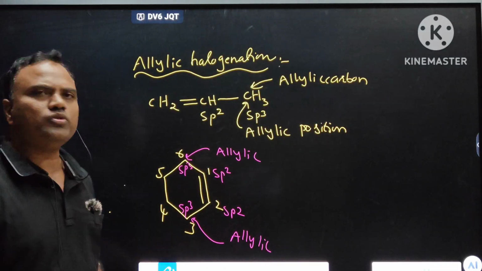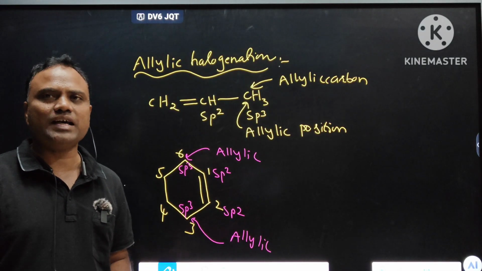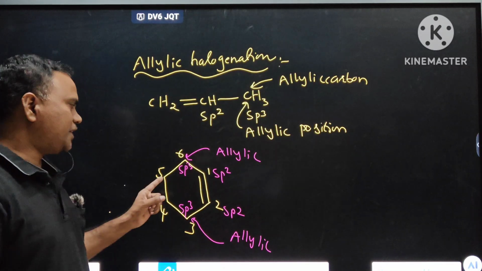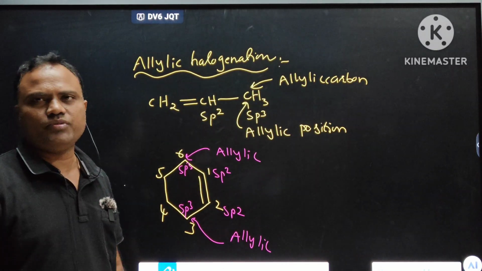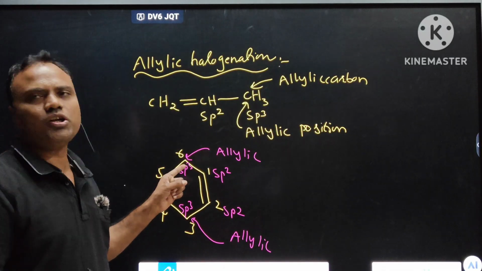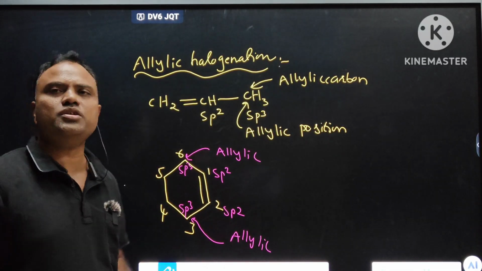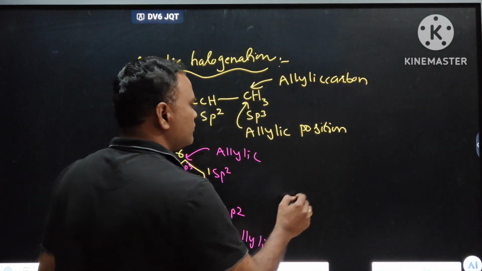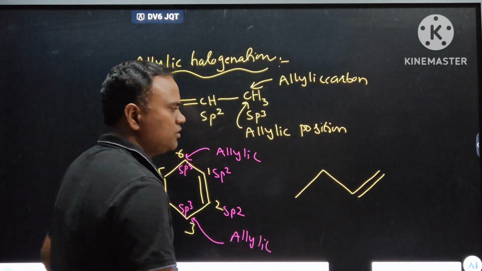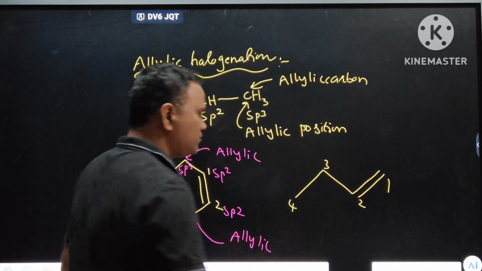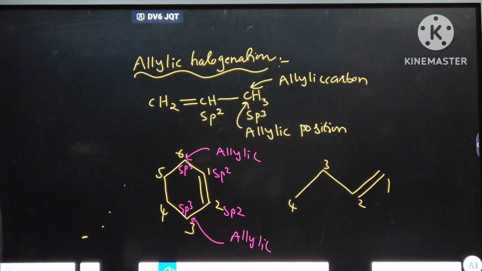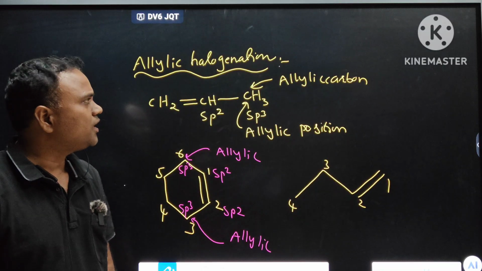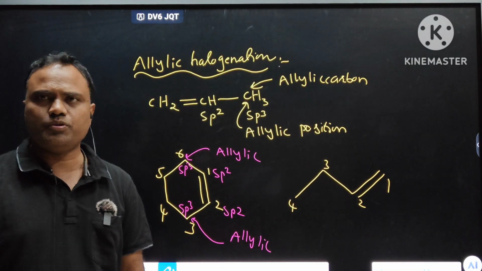Can I call the fifth carbon and fourth carbon's positions allylic positions? No. Why? They are sp3 only, but not connected to sp2. sp3 is again connected to sp3. So these 4 and 5 positions are not allylic positions. Clear? Right. Allylic carbon, allylic position.